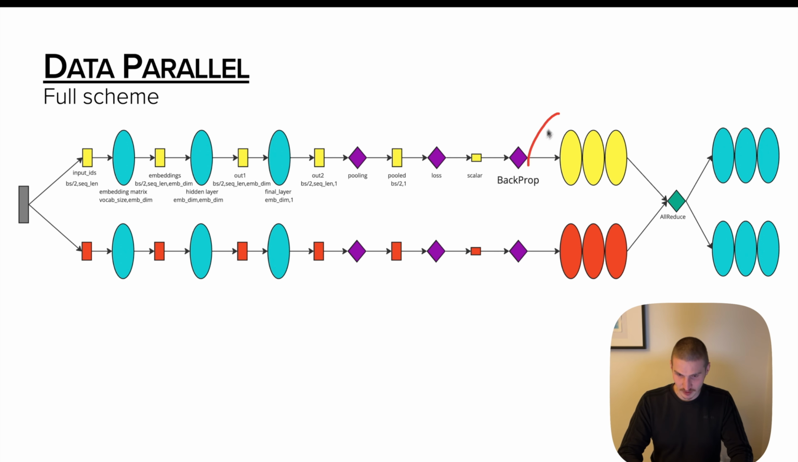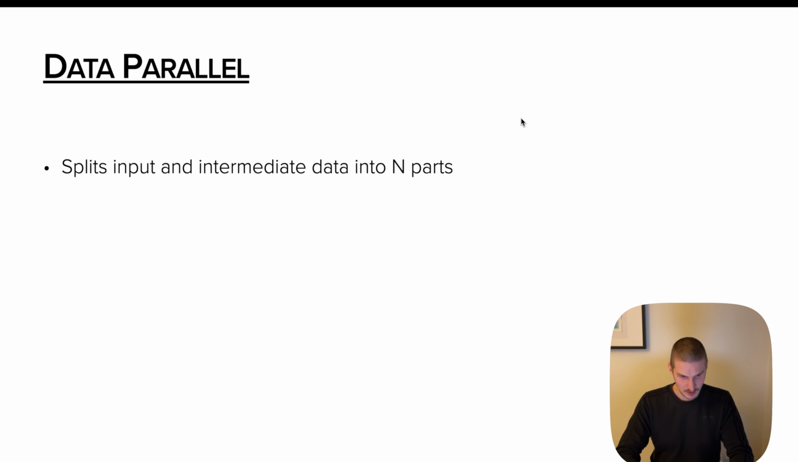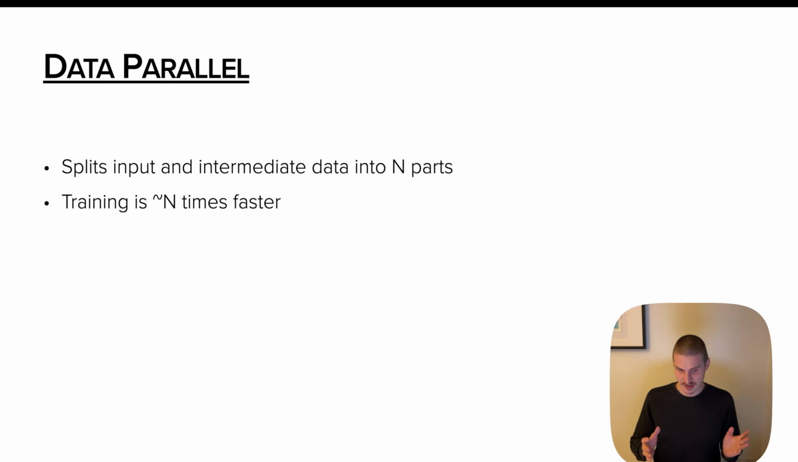Finally, the amount of communication needed is quite small. We only need one all reduce operation at the very end of our gradient descent step, when we perform the all reduce on all the gradients. So let's repeat all of that. We split the input and all the intermediate data into n parts, which means that we can expect training to be n times faster.